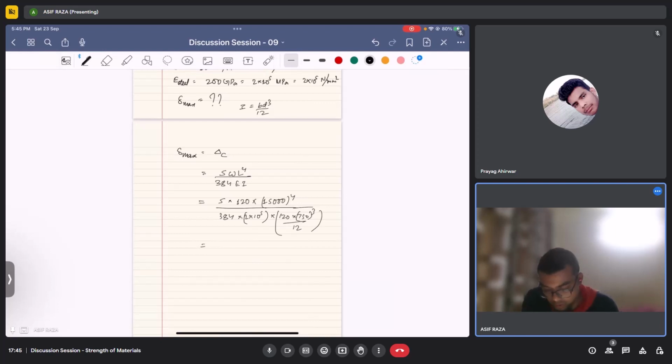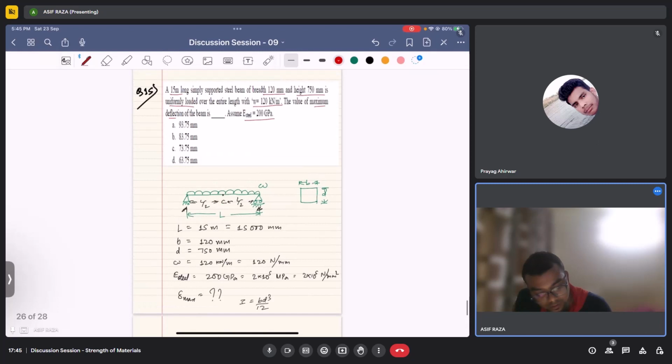And it comes out to be, if you calculate it yourself as well, 93.75 mm. Thus the correct answer is option A, 93.75.